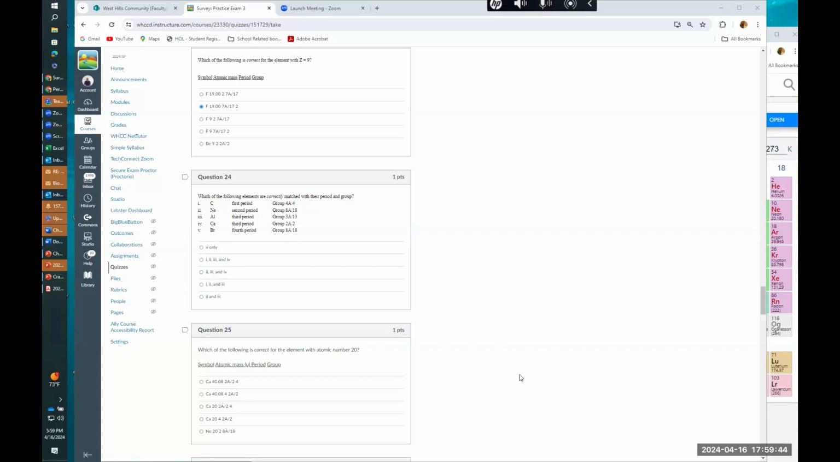Okay, wait, again, I'm sorry. The 8A and the 18. Just pay attention to the 18. Don't worry about the 8A. That's all for the American usage periodic table. So would this be one, because it's in the second period and it's in group 18, so that one's good.